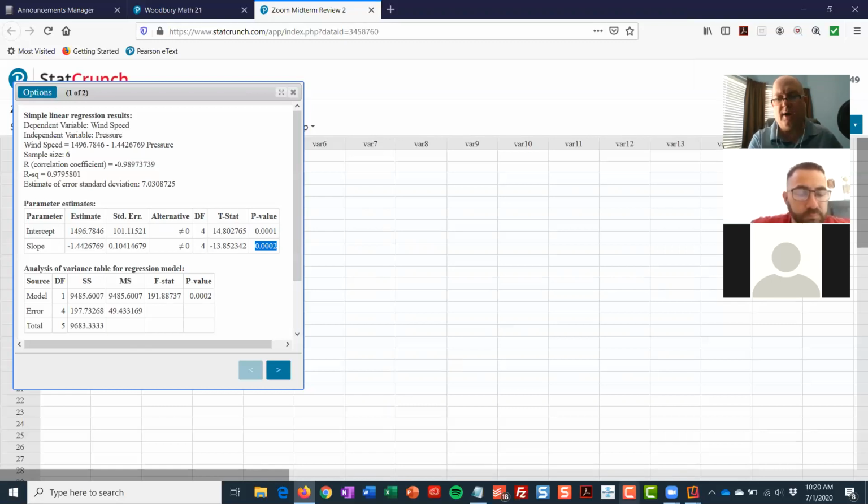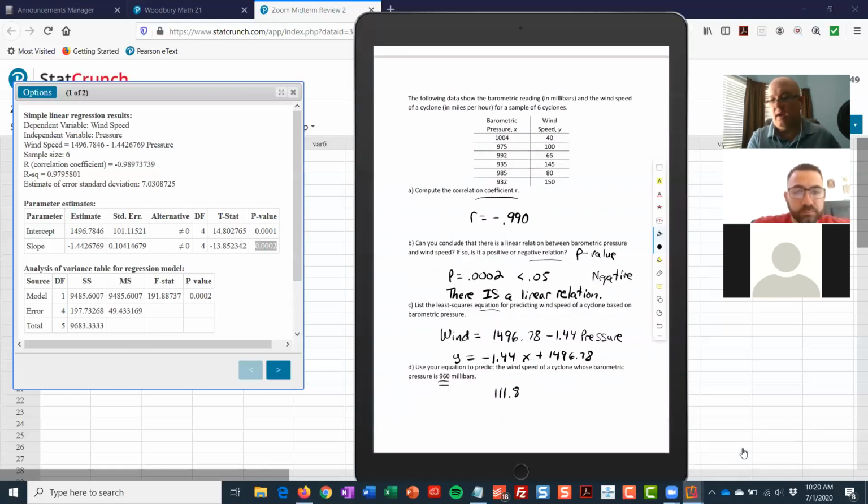Coming back to this screen, obviously, I also could have just plugged in 960 for x in this equation here and done the arithmetic, but I don't want to mess around with arithmetic. I'll let the computer do that. It's better than I am with arithmetic. And so I think that that's the safer way to go.